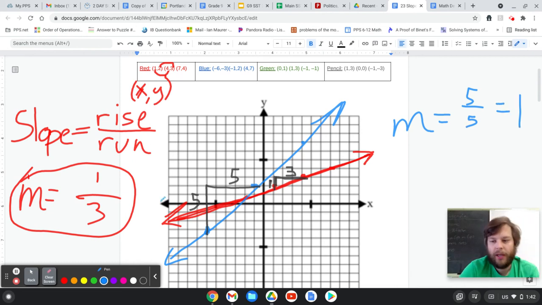There you go. That's it for this video, where we were just focusing on slope and graphing the points. In the next video, I'll go to the next page of the notes. We're practicing graphing y equals mx plus b equations. Please let me know if you have any questions.